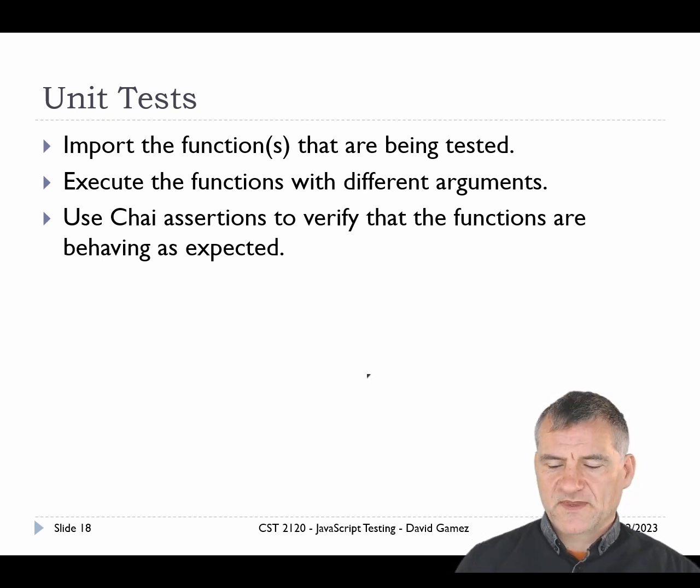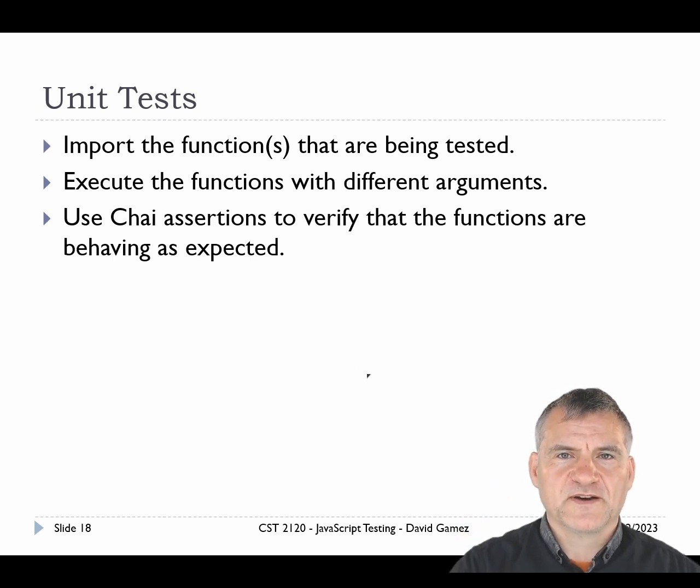So now we've got our register exporting this validate email function, and we can import that into our tests. We can execute the validate email function with different arguments, and we can make assertions about what we're expecting the result to be, to make sure that the function's behaving correctly.